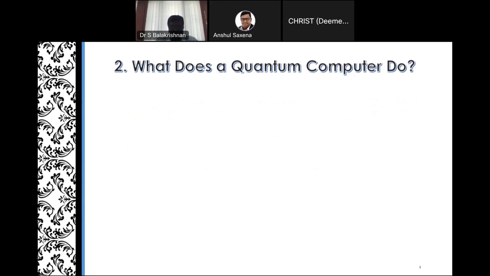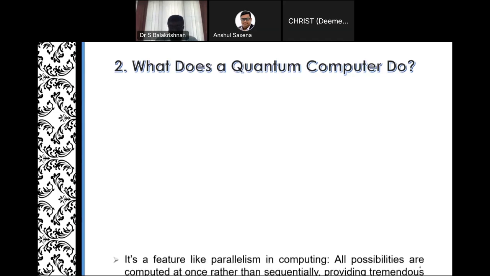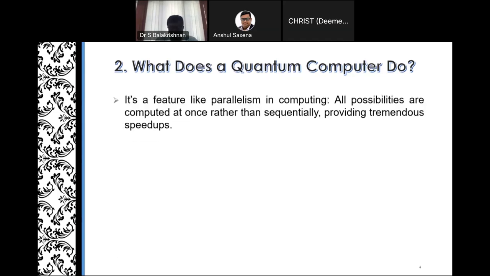For example, today's computers use 8 bits to represent any number between 0 and 255. Thanks to superposition, a quantum computer can use 8 qubits to represent every number between 0 and 255 simultaneously. That's very important. That's why it's featured as parallelism in computing. All possibilities are computed at once rather than sequentially, providing tremendous speedups.